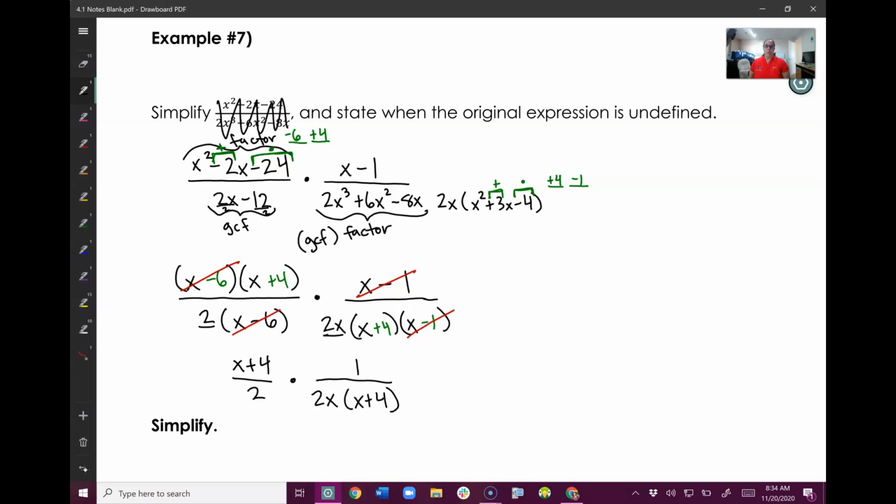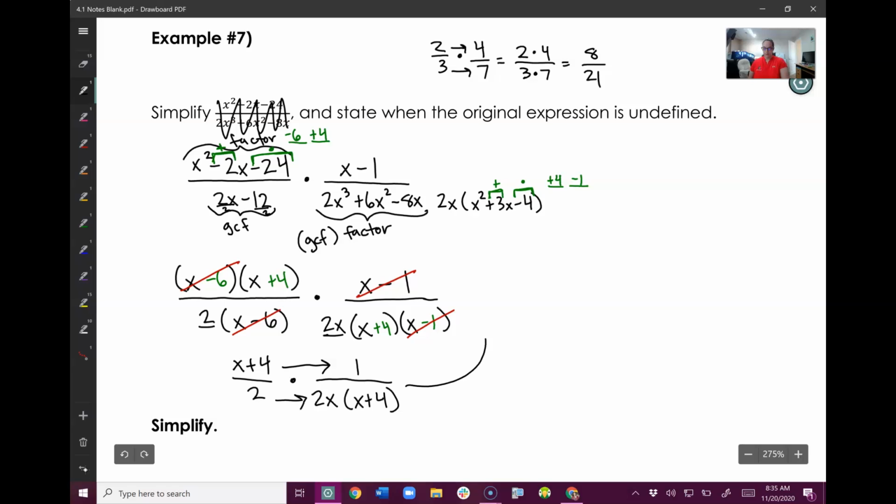So let's talk about multiplying rational functions. Let's go back to elementary school again. If you had something like 2/3 times 4/7, a multiplying fractions problem. If you remember in elementary school, you just multiply across. So you'd have 2 times 4 over 3 times 7, which gave you 8 over 21. Well, we're actually going to do the same thing here. We're just going to multiply across.